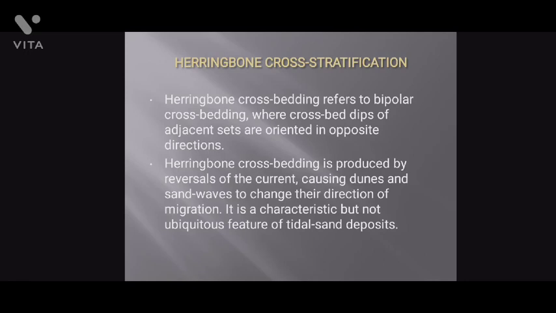So first we discuss herringbone crossbedding. Herringbone crossbedding is a form of crossbedding in which the foresets in successive sets are directed in opposite directions, producing a structure which somewhat resembles the bones of a fish. The bipolar orientation of foresets seen in herringbone crossbedding is commonly generated by the reversing currents developed in many tidal environments.